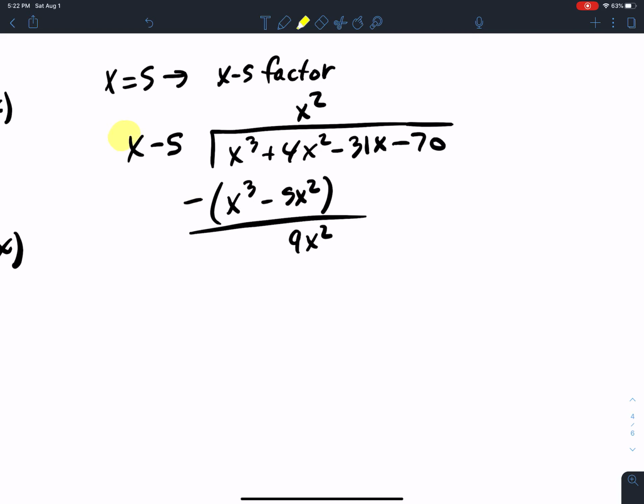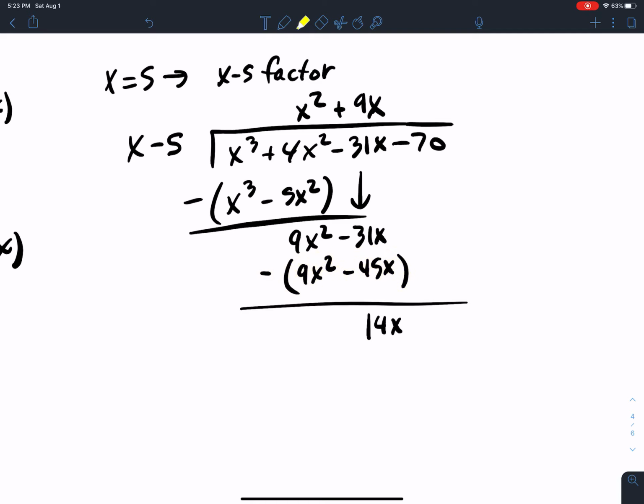And now the question is, what do I multiply this x by to get 9x squared? I think I can multiply it by 9x. Okay, so I'm going to bring down this negative 31, multiply by 9x. And if I multiply this by 9x, I get 9x squared minus 45x. Draw the line, change the sign. Whenever I draw the line, I subtract, these go away like they should. A negative and a negative make a positive. So positive 45 minus 31 gets me 14x. Bring down the negative 70.